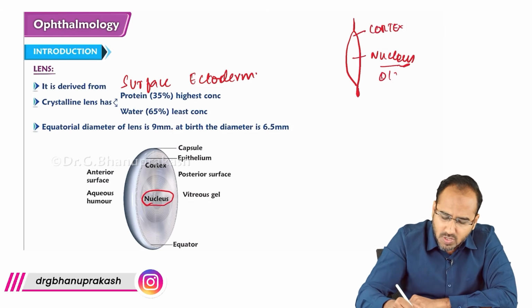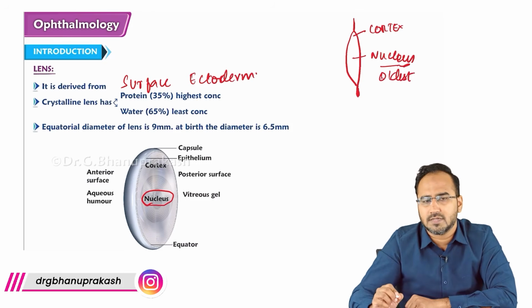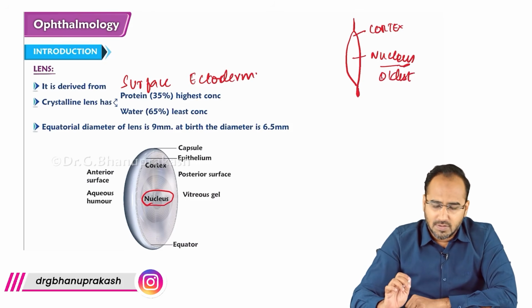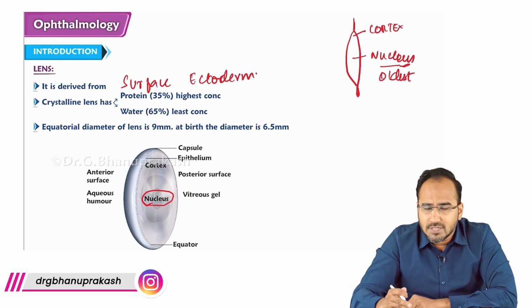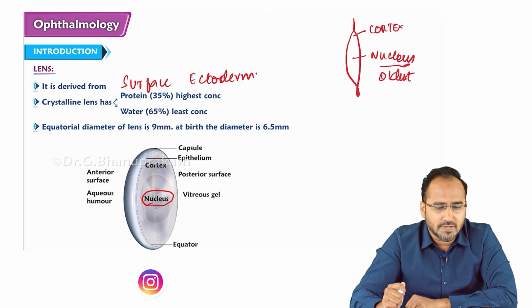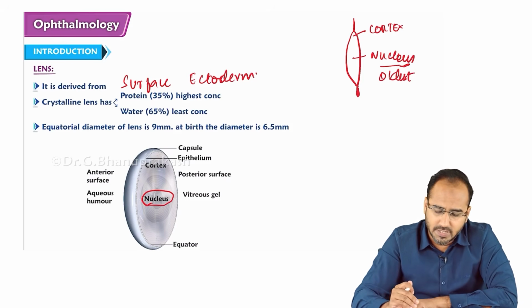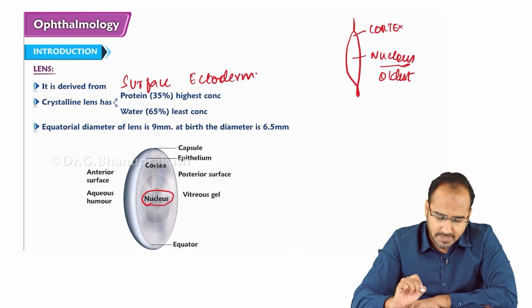Nucleus is regarded as the oldest component of the lens. Now, as we are growing, the lens is also growing, and the oldest component of the lens is what, guys? The oldest component of the lens is the nucleus.